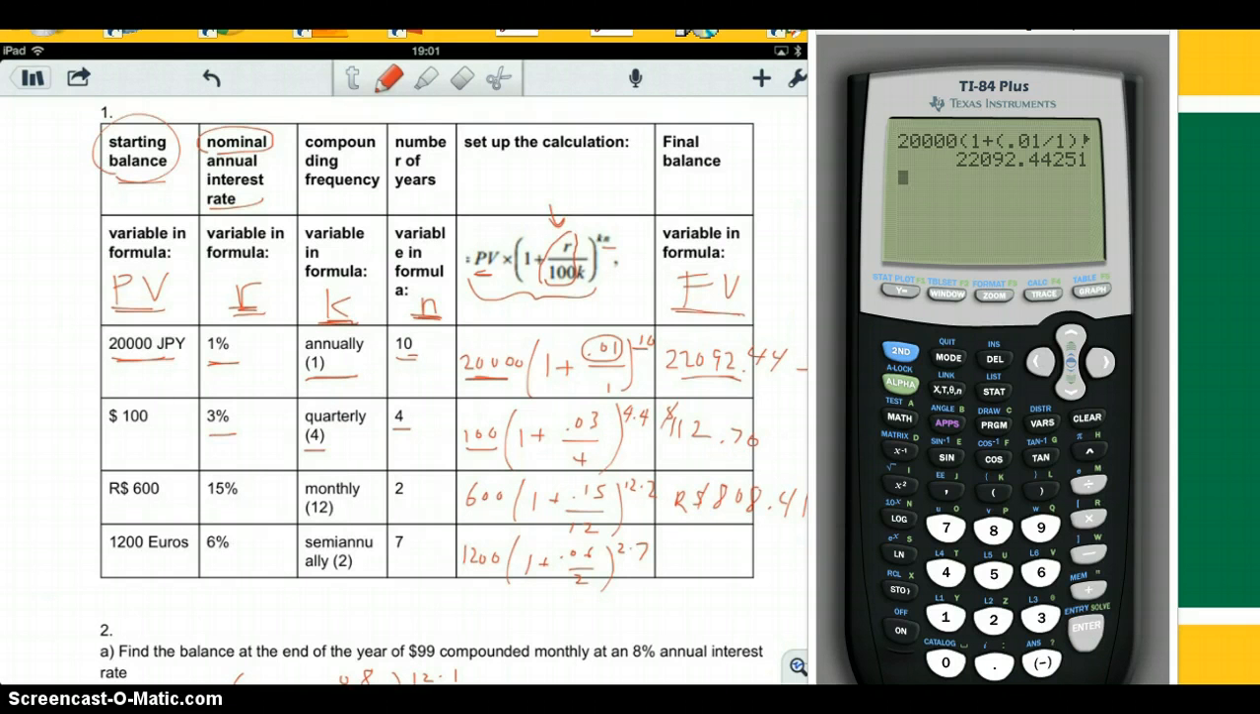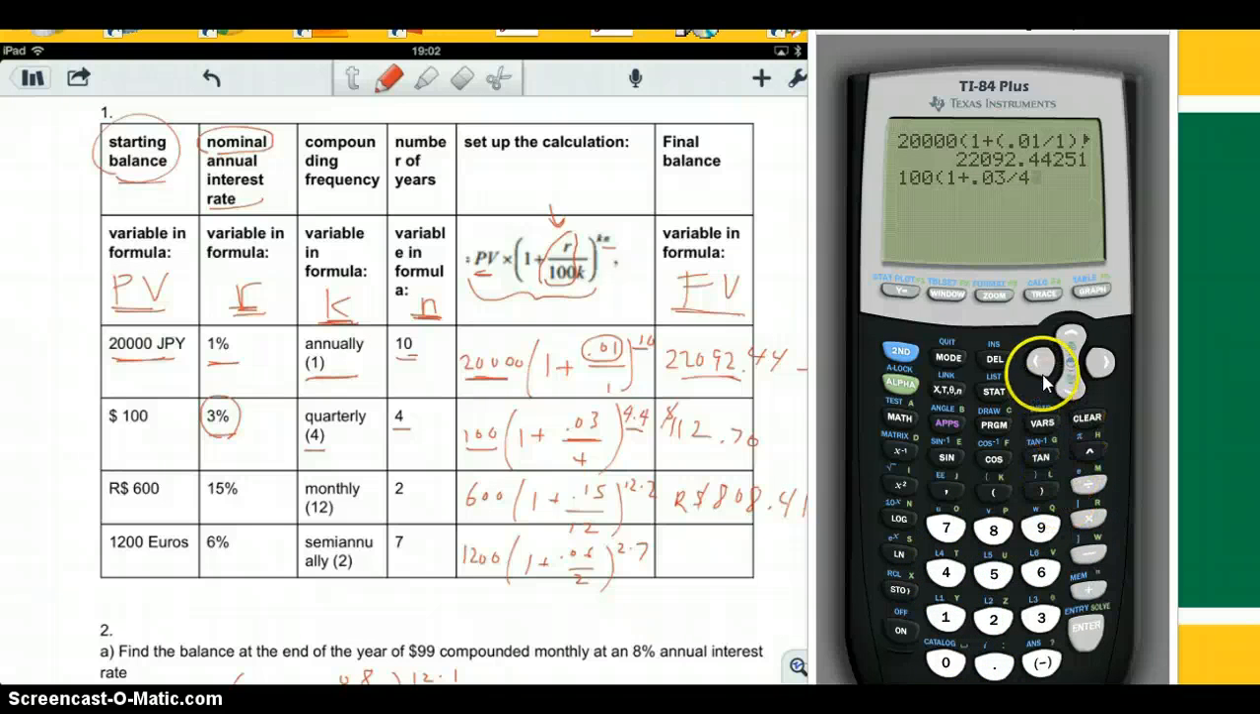1 plus 0.03 over 4. Why 0.03? Because it's 3%. 3 divided by 100 is 0.03. Quarterly is 4, so we put 4 on the bottom, and N times K is 4 times 4, they're both 4. So if we put that in the calculator, we'll do it with parentheses very carefully, just to show you how that works. So 1 plus 0.03 divided by 4.